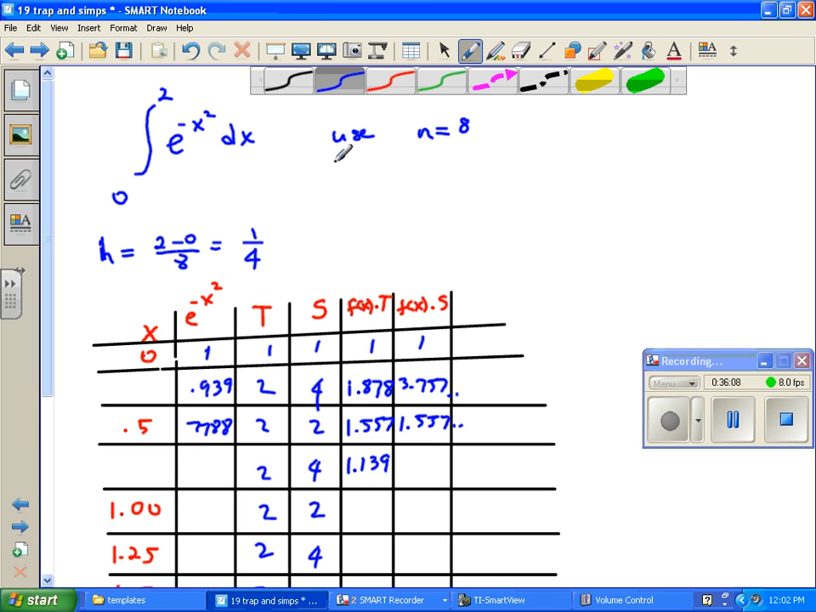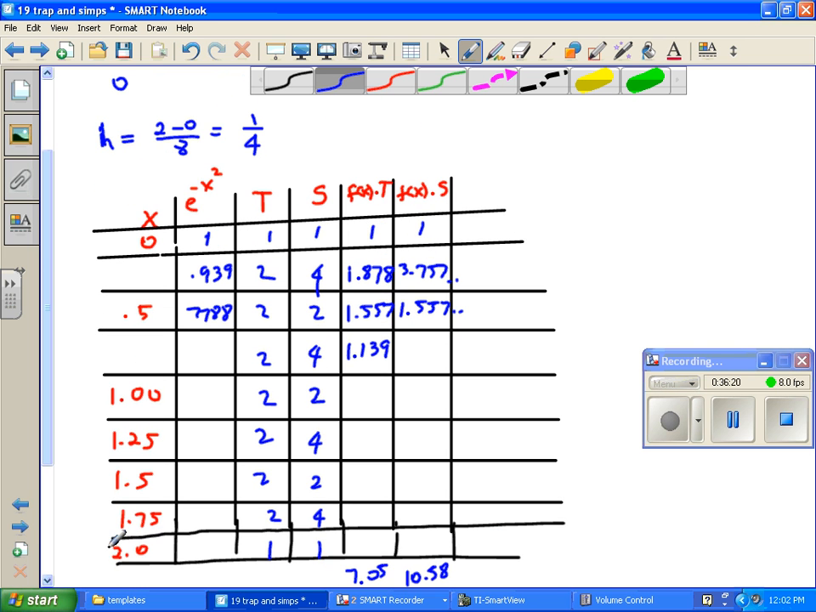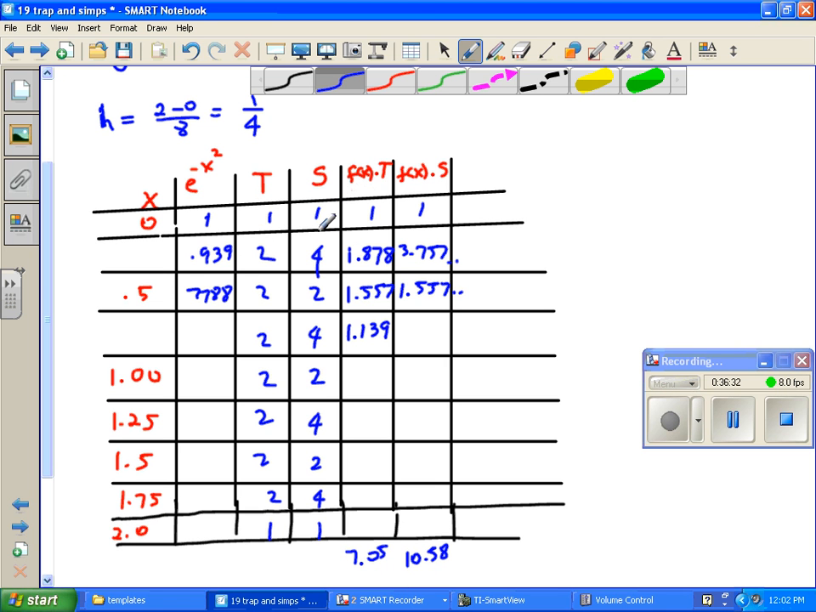Again, if n is 8, the interval is 2 units long, 2/8 is 1/4. So your step size would be 0.25, so 0, 0.25, 0.5, and so forth. You should end at 2. That's the end point of the interval. And once again, get your function values from the calculator, our trapezoid and Simpson's coefficients. And let me give you the summation of those columns.